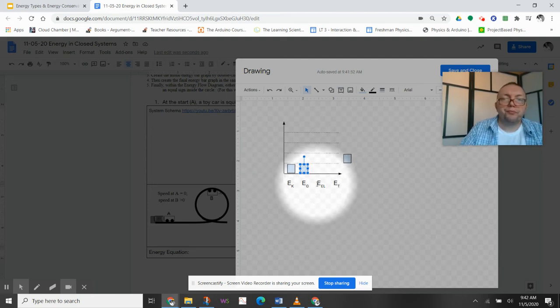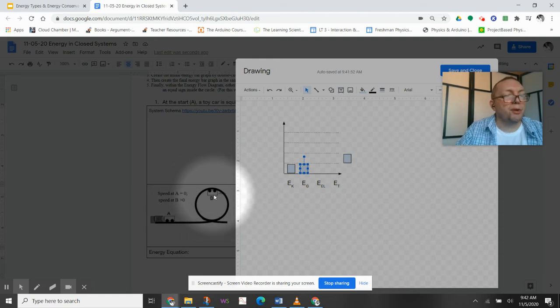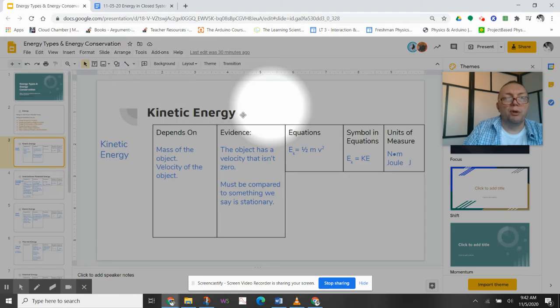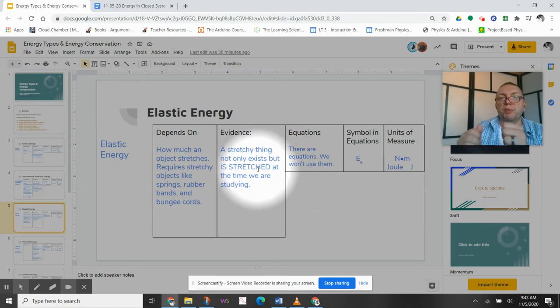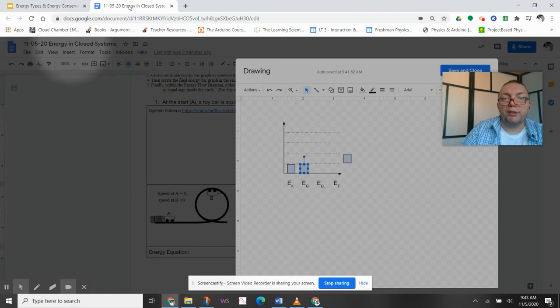Elastic energy at position B. Is there elastic energy present? Well, there is a spring present, but when the cart is at position B, the spring is not stretched or compressed. Remember from our definitions of elastic energy, not only does it have to be present, but that stretchy thing must be either stretched or compressed. If it's not stretched or compressed, then there's no elastic energy. So there's no elastic energy here.